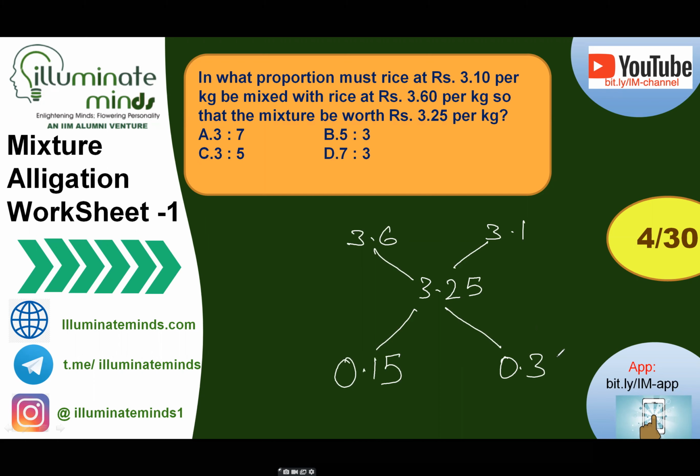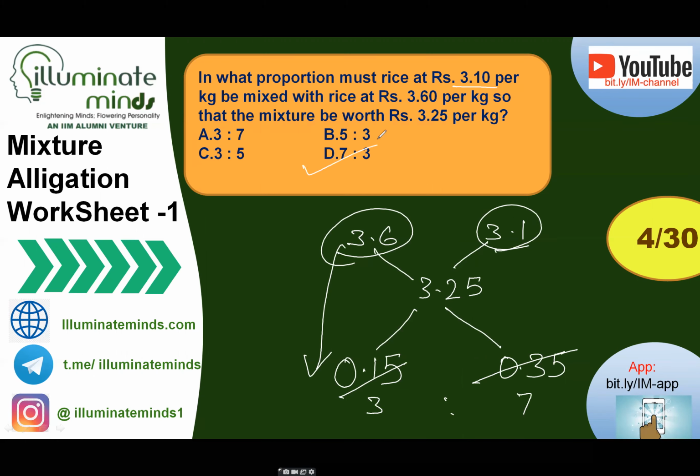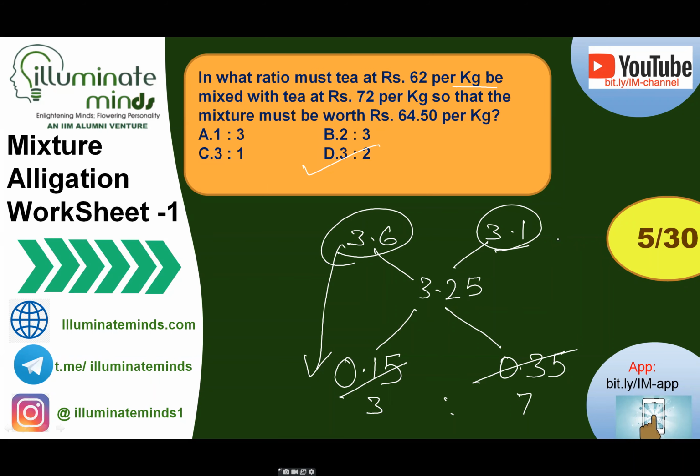This will be equal to 0.35. I miscalculated it. This becomes what? This is the ratio. 5 threes are, 5 sevens are. So 3:7. There are two answers, 3:7 and 7:3. I will not mark 3:7 because this is 3.6 and 3.1 is written before. So the correct answer will be 7:3, option D. Correct, guys? Let's move to the next question.